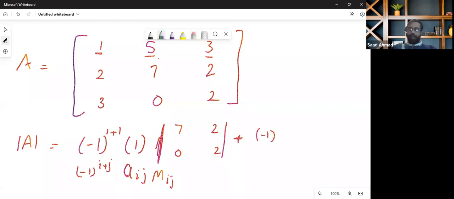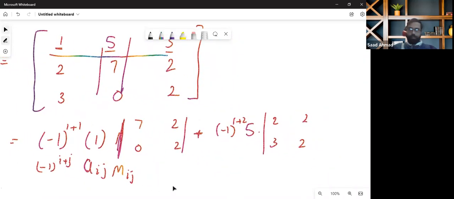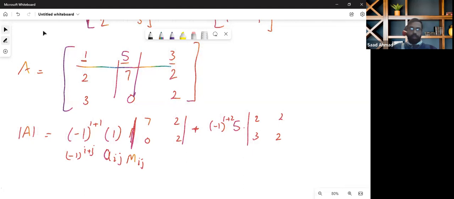So the next one is -1 to the power 1 plus 2, first row, second column. The entry is 5, times the determinant after ignoring this row and this column. What is left over is 2, 3, 2, 2. Just zoom out a little bit. All right, like that.